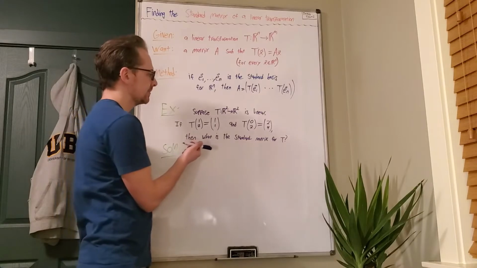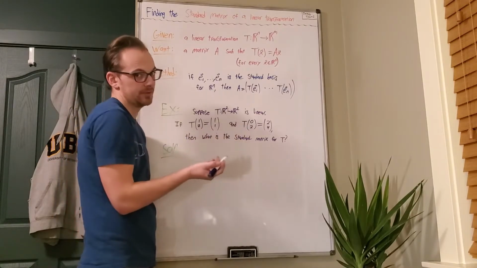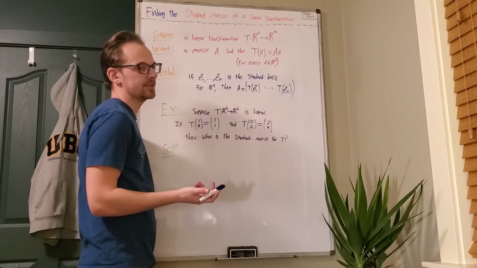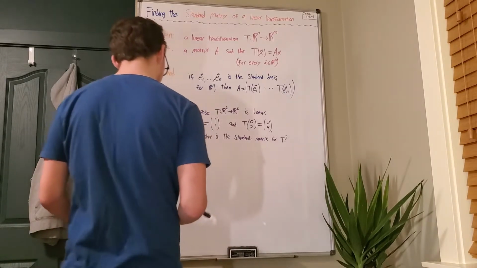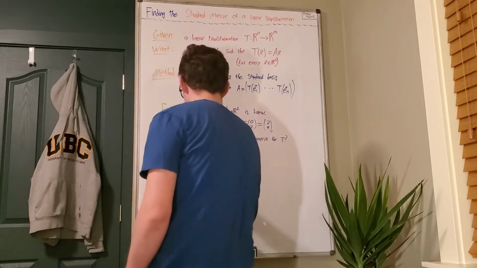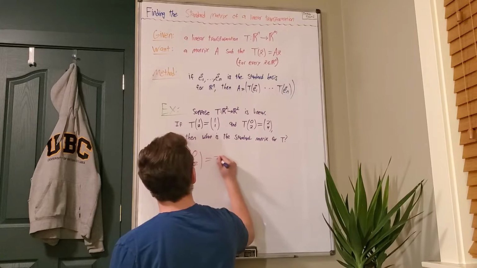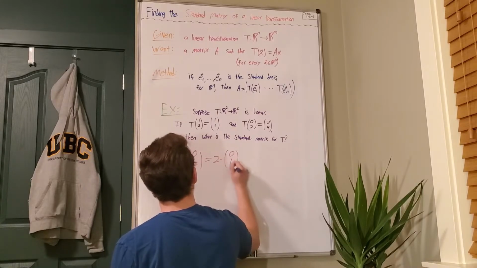Okay, so the first thing that you might notice is that we have T of (0, 2), but we don't have T of (0, 1). But (0, 2) is just twice (0, 1), right? That's all it is. So in particular, we have that (0, 2) is equal to 2 times (0, 1).